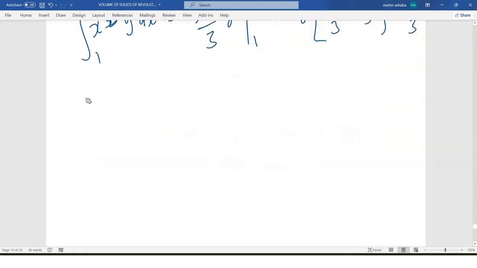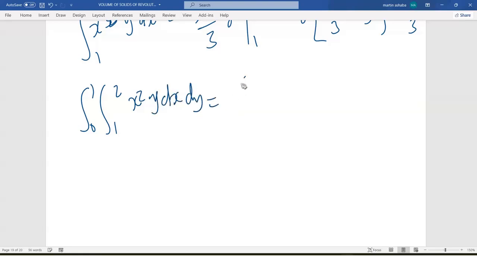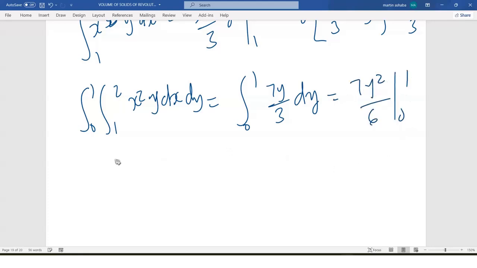So now what is remaining? The integral from 0 to 1, then 1 to 2 of x squared y with respect to x with respect to y will equal the integral from 0 to 1 of 7y out of 3 with respect to y. So this becomes 7y squared out of 6 from 0 to 1, and this is finally equal to 7 out of 6.